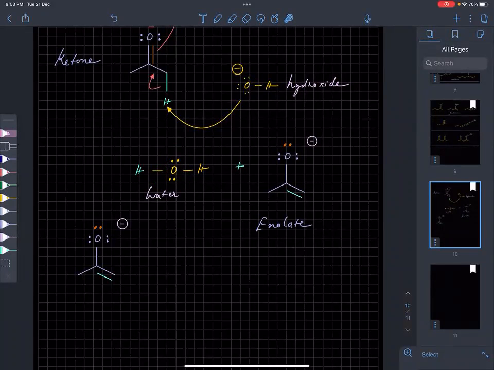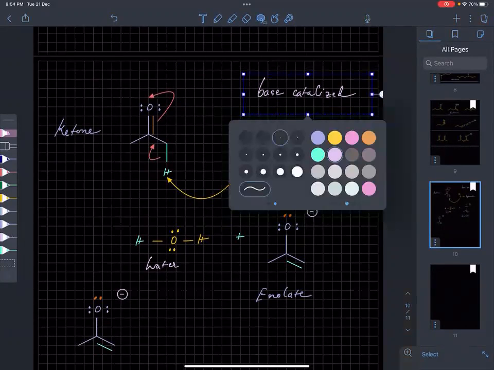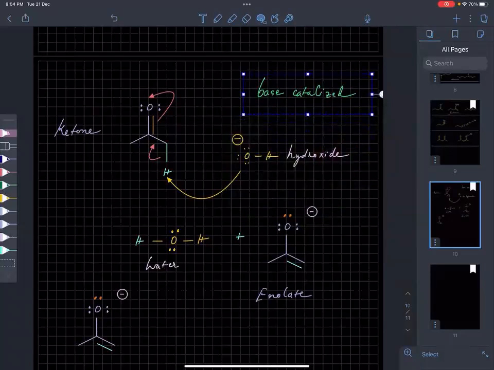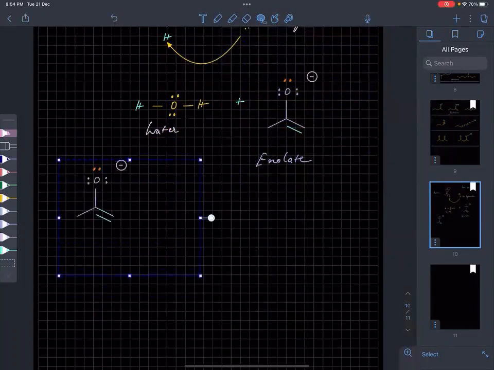Now this reaction is base catalyzed. What do you mean by catalyzed? It increases the speed of the reaction, but the catalyst itself doesn't participate in the reaction. That means the OH minus that was consumed, I should get back, because it shouldn't participate in the reaction. That OH minus is a catalyst, so in the net reaction, it should not be consumed.